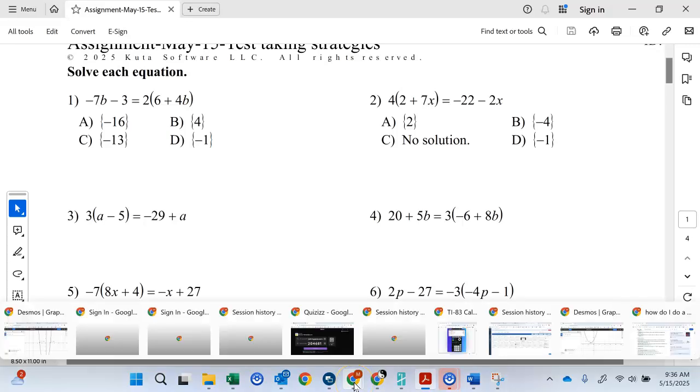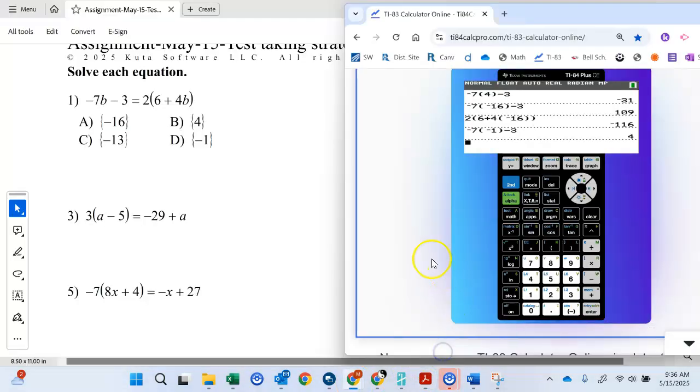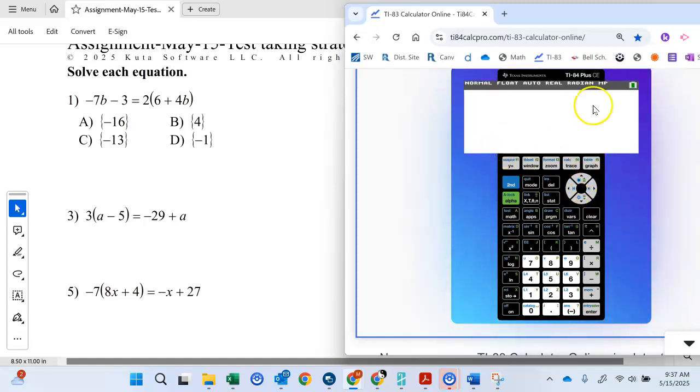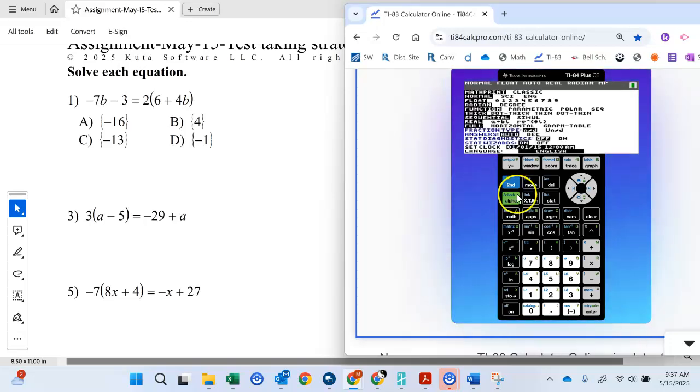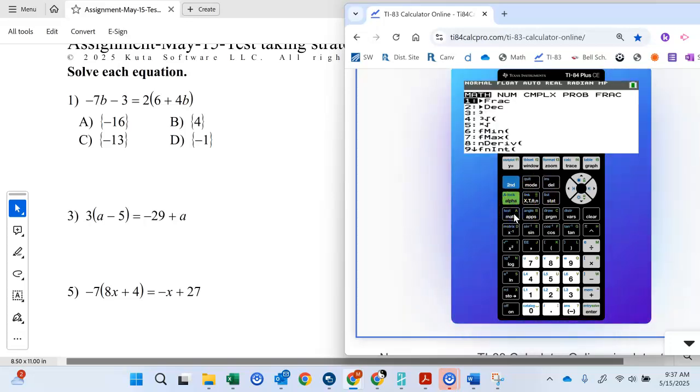You might have to practice it a little bit, but I'm going to get my calculator out and first of all clear it. Okay, and I'm going to go to something that's called mode. Is it mode? No, sorry, my bad. It's math. And then I'm going to scroll down until I see something that says solver.